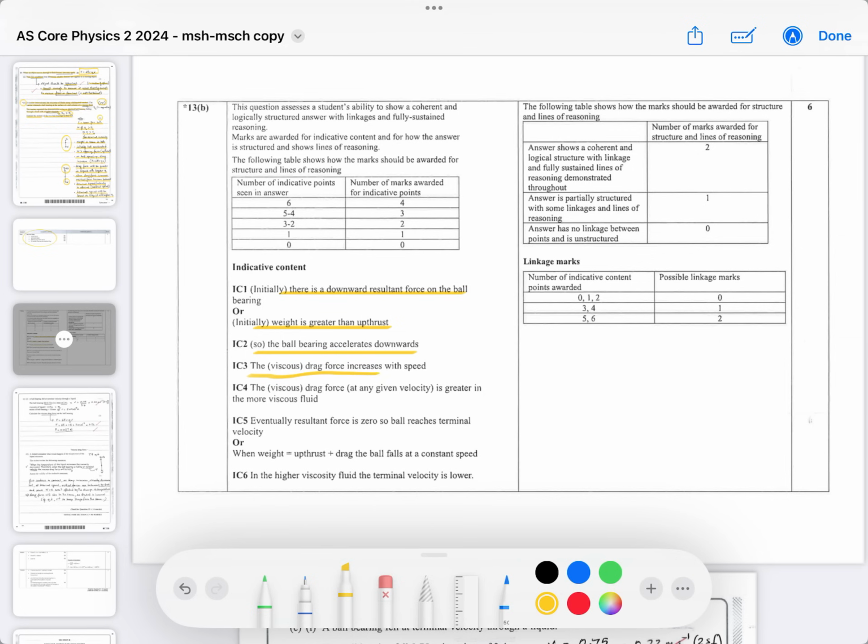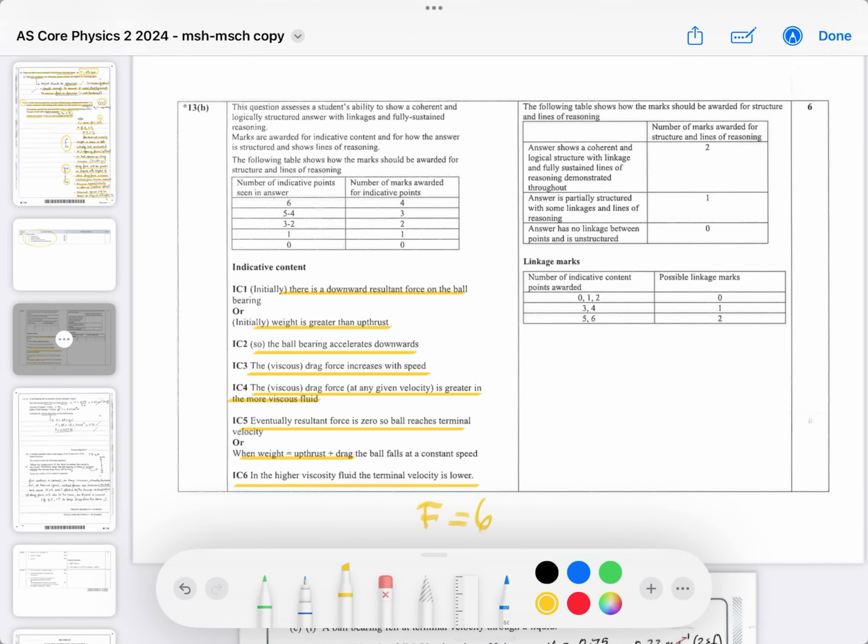The viscous drag force increases with speed. I said that. The viscous drag force at any given velocity is greater in the more viscous fluid. Yes, so I've said that too. Eventually resultant forces become 0 when the forces are balanced. So weight will become equal to upthrust plus drag. I definitely said that. And in the higher viscosity fluid, the terminal velocity will be lower. Yeah, because it'll be at a lower speed. It will be able to get the force large enough.